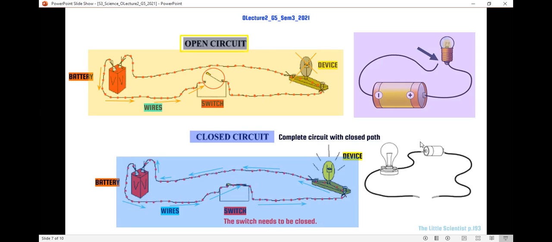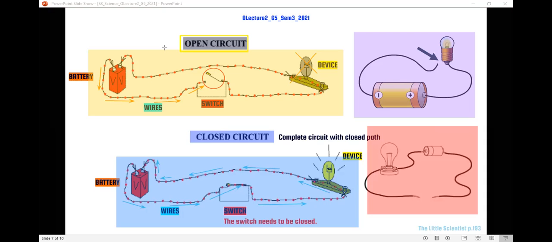This is another example. Open circuit or closed circuit? Look at this one. Open. It is an open circuit. It must be a closed one for the electrons to move inside. If it was open, the electrons cannot flow. The electric current doesn't flow. The light bulb is off.